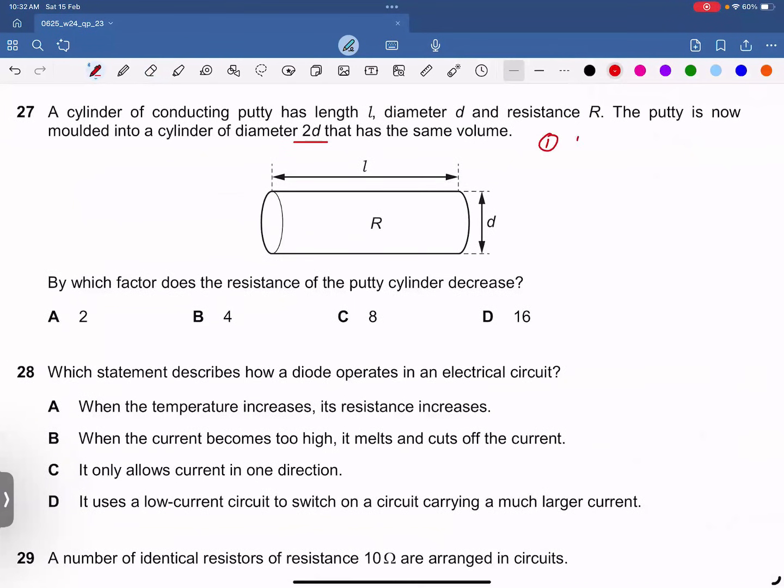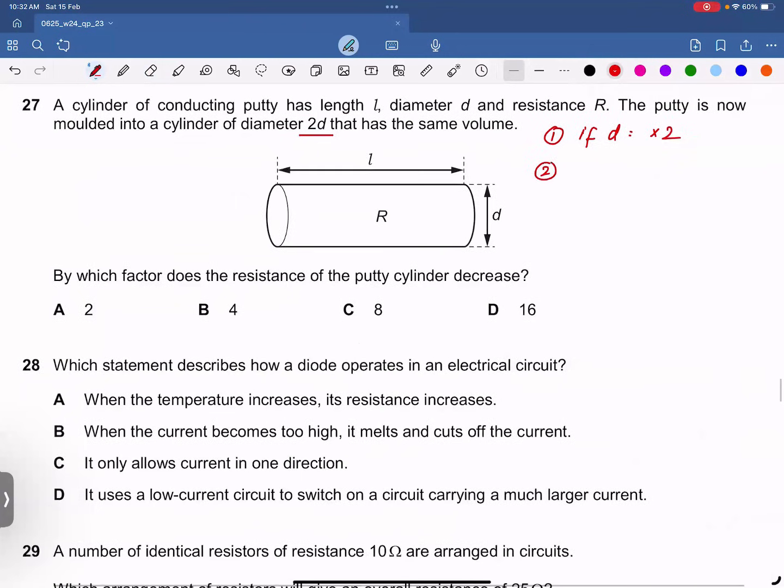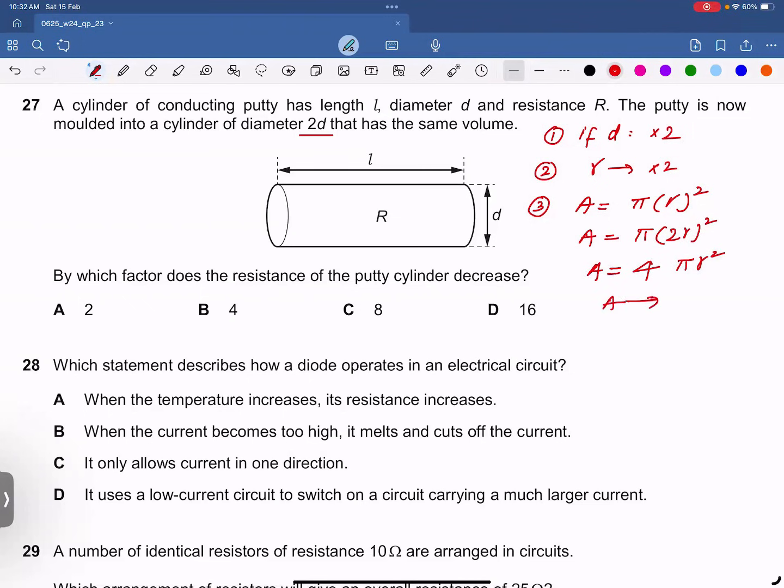Step 1. If diameter is double, it means the radius is also double. If radius is double, the area, which is pi r squared, becomes pi times double the radius squared. So area will be 4 times. This is the one point.